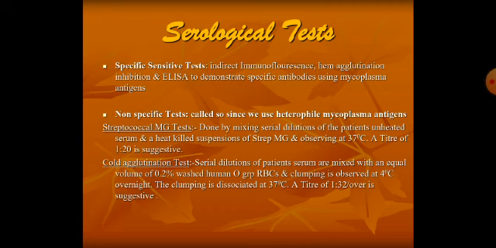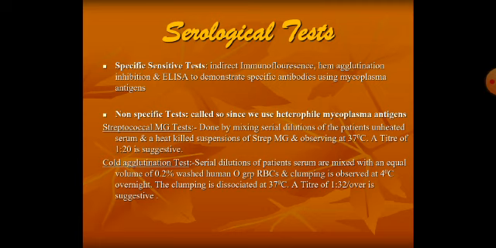So what are the different specific and sensitive tests? We can do an indirect immunofluorescent test, hemagglutination inhibition test, and also ELISA to demonstrate the different specific antibodies using the specific mycoplasmal antigens. Therefore, it is known as specific, and these tests are more sensitive. Therefore, they are known as specific sensitive tests.